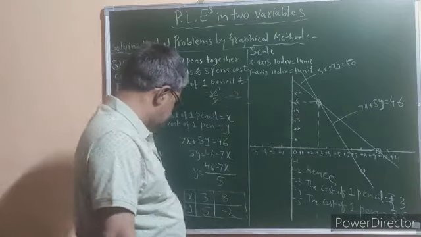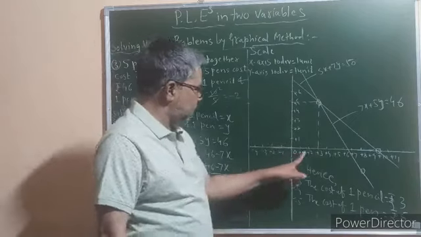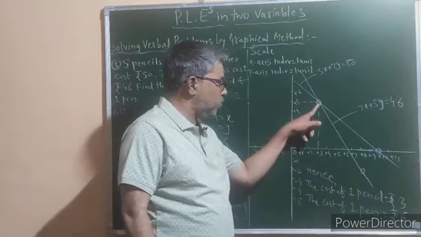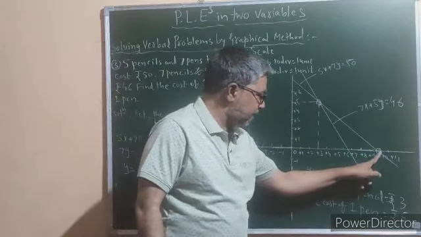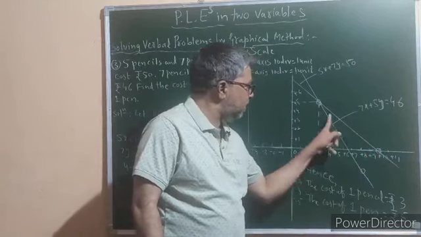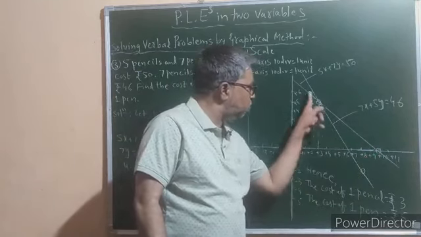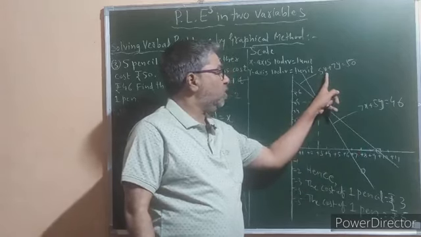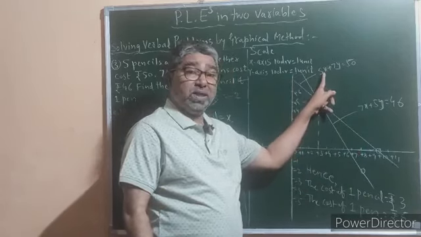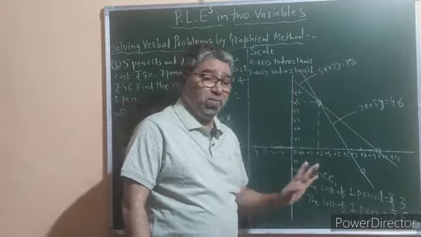It is already done. (3, 5): x-axis is 3, y-axis 5 means this point. Second pair (10, 0): 10 is here, y is 0, means the same point. Draw a line passing through these 2 points. That line is already drawn here. This is the linear graph of the equation 5x + 7y = 50.